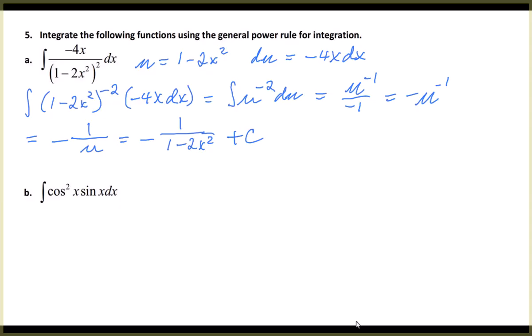The more complex thing is the cosine squared. So what's being squared? Cosine x. Okay. That's different from cosine of x squared, cosine parentheses x squared. There's a huge difference there. All right. So I'm going to say u equals cosine x, just like you all are suggesting.